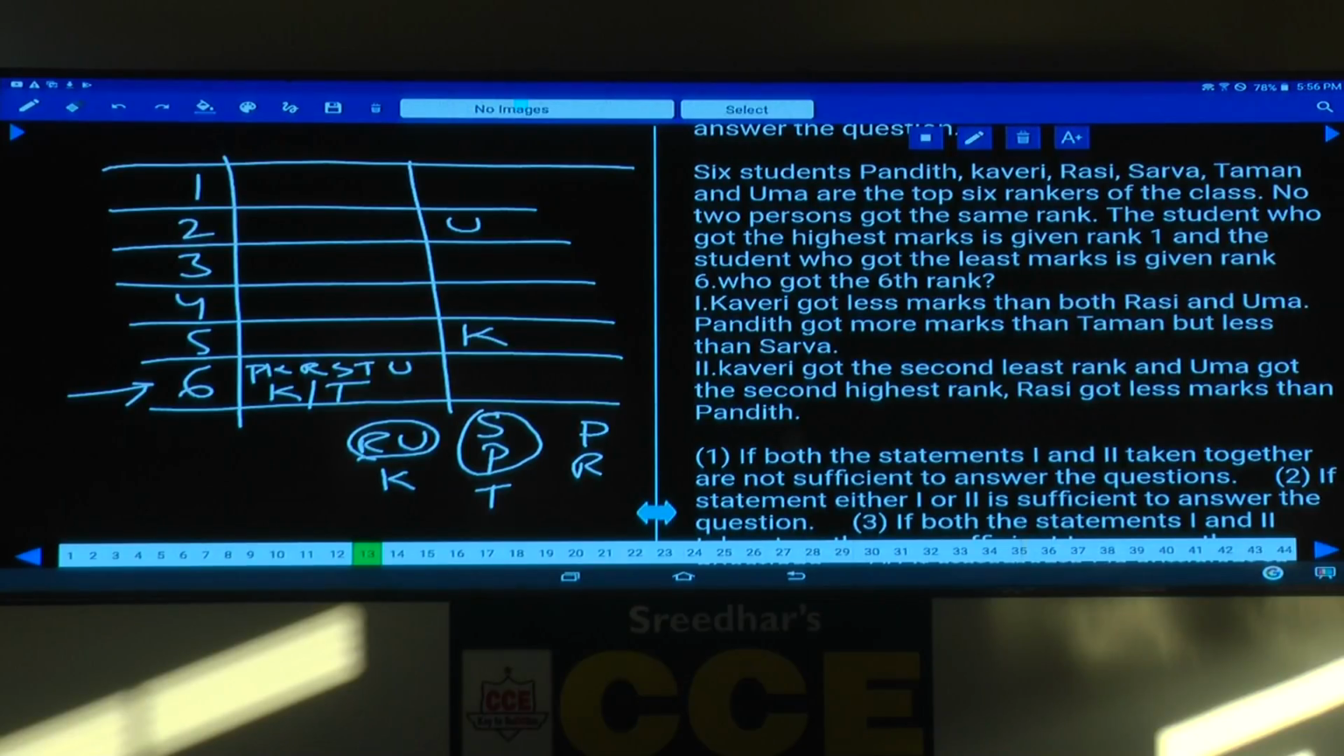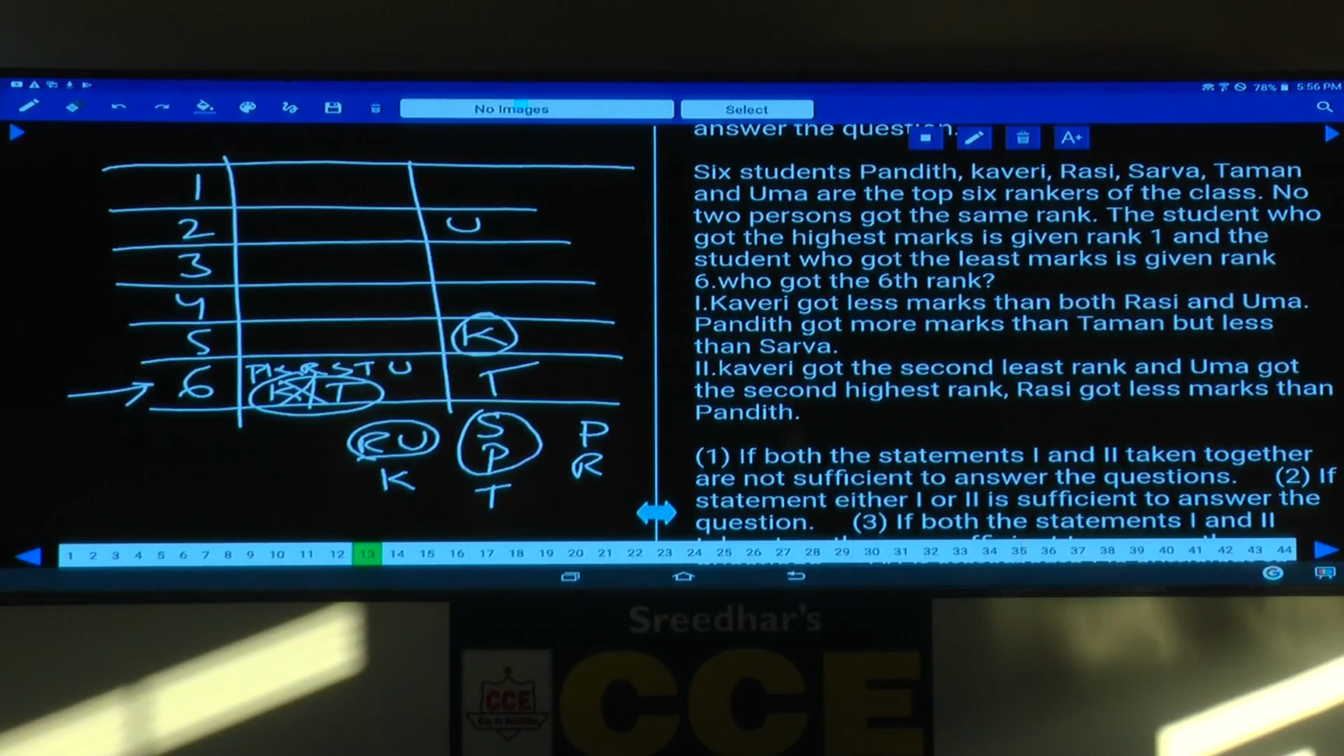Then by combining these two, what is the answer here? With the help of condition number one, either K or T can be at the last place. But with the help of condition number two, it is clearly given that K cannot be at the last place. Hence, as K cannot be here, finally, who is left over here? T is the person left over. Are you getting the answer or not?